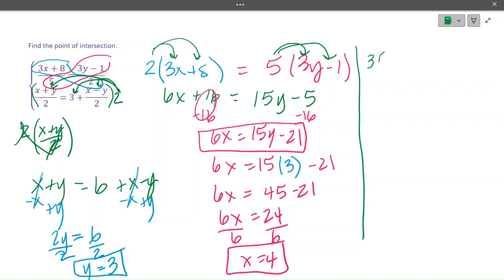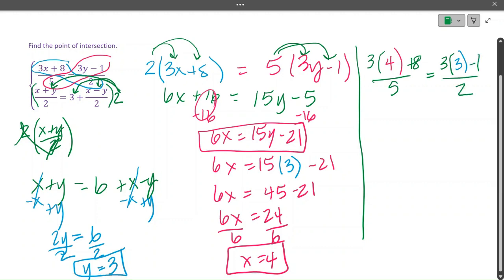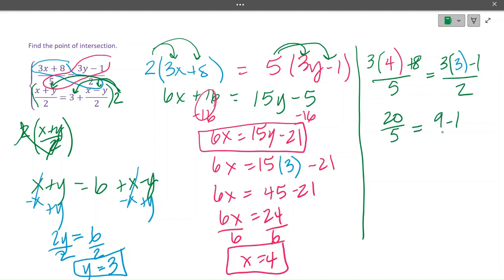So I can see that 3 times 4 plus 8 divided by 5 is supposed to equal 3 times y, which is 3, minus 1 divided by 2. Let's simplify this out. We have 3 times 4 is 12 plus 8, which is 20 divided by 5, equals 3 times 3 is 9 minus 1 divided by 2. That is 8 over 2. 20 divided by 5 is 4, equals 4, so that is correct.